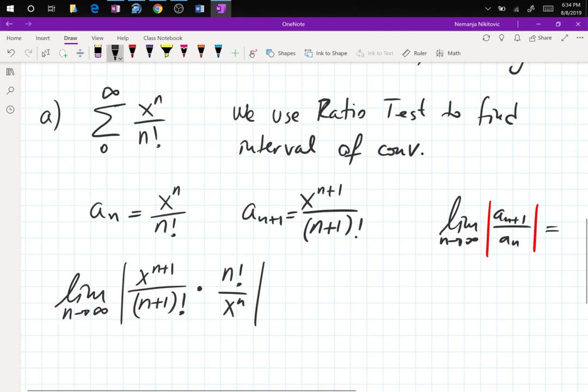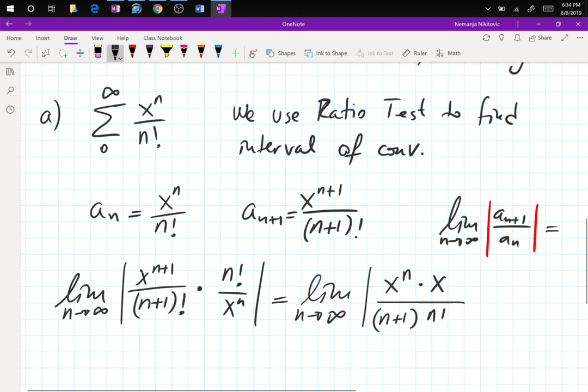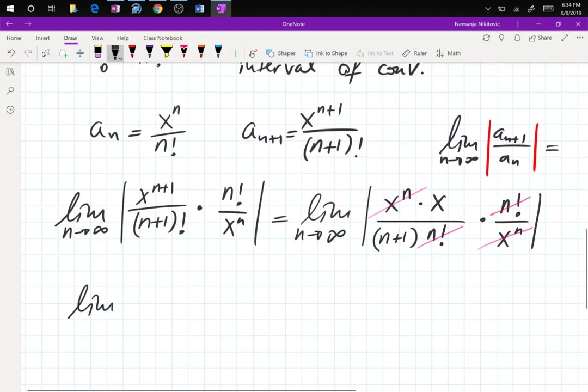So we take the denominator a_n and flip it into multiplication. Now we do peeling and canceling. On top I have x to the n times x. In the denominator I have n plus 1, which peels off, then n factorial, times n factorial x to the n. These cancel, these cancel. And I am left with the limit as n goes to infinity of x divided by n plus 1.